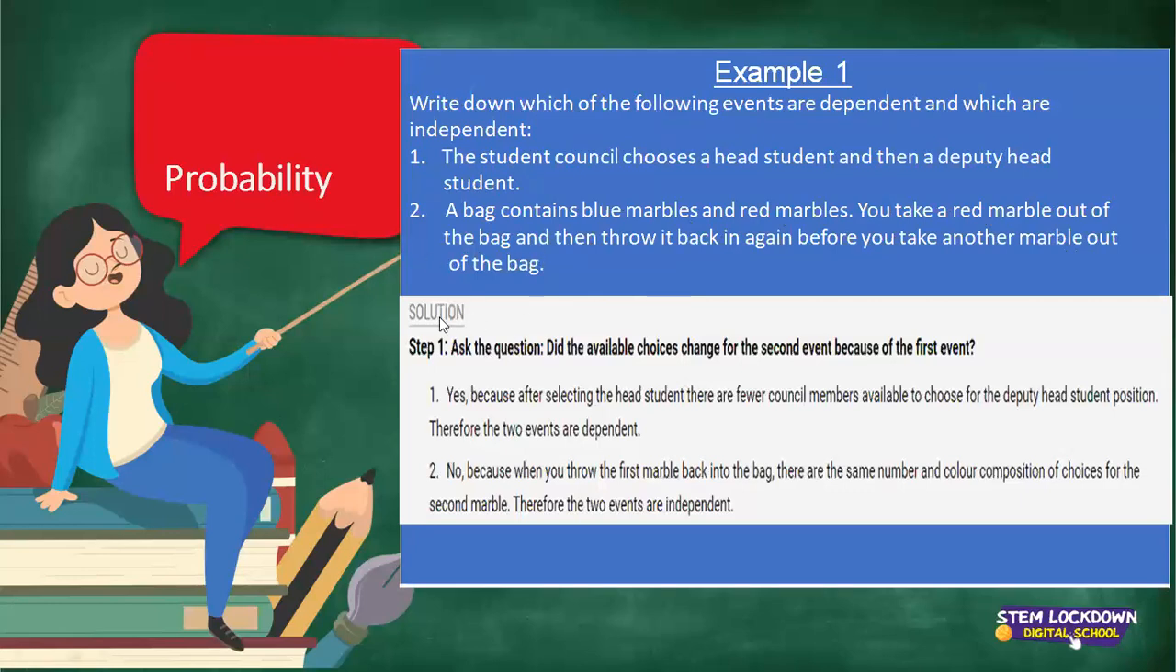So in the solution, step 1 asks the question: did the available choices change for the second event because of the first event? So for the first one, yes, because after the selection of the head student, there are fewer council members available to choose from for the deputy head student position. Therefore, the events are dependent. And for number 2, no, because when you throw the first marble back into the bag, there is the same number and color composition of choice for the second marble. Therefore, the two events are independent.